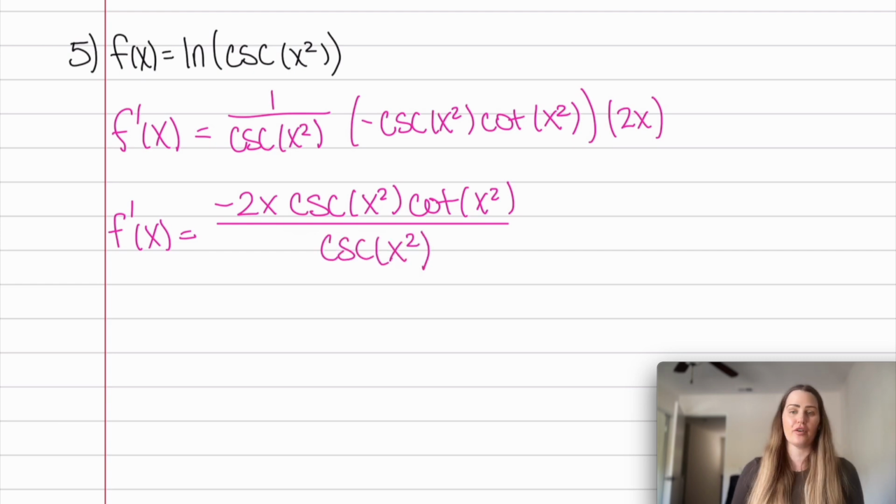Now, as you can see, one of our favorite things to do, we can cancel. So go ahead and get rid of that cosecant x squared. And all I'm left with for my final answer is negative 2x cotangent x squared. So that one was pretty satisfying, not gonna lie.